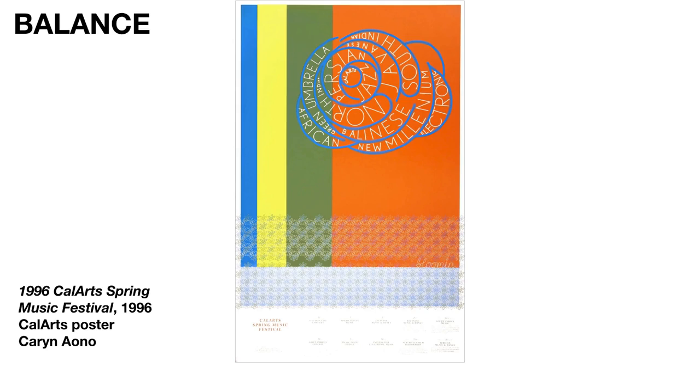This is a poster by Karen Aono for the CalArts Spring Music Festival in 1996. The top part of the poster features a graphic translation of what looks like a flower whose petals are made of words describing the musical genres represented in the festival. The abstract flower shape also feels kind of musical in the way it seems to undulate and move and swirl in the air, kind of like a cloud of sound.